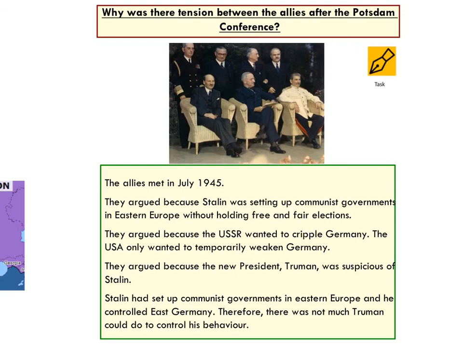Truman as well was personally suspicious of Stalin, whereas the previous president, Roosevelt, had been much more willing to get on with him. So that caused tension too. And there wasn't really much Truman could do about the fact that communist governments existed in Europe, because Stalin had more influence there. He had troops stationed there. So there were a lot of feelings of distrust between the Allies, and particularly from Truman, a sense that Stalin was introducing too much of his own power in the east of Europe.